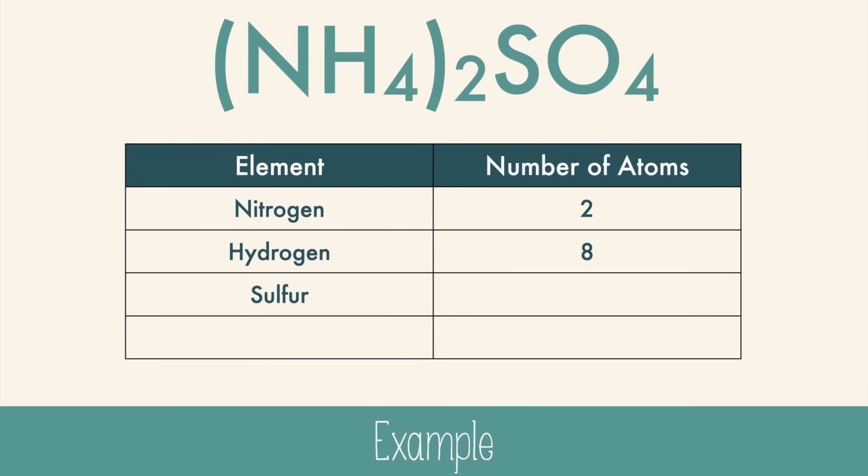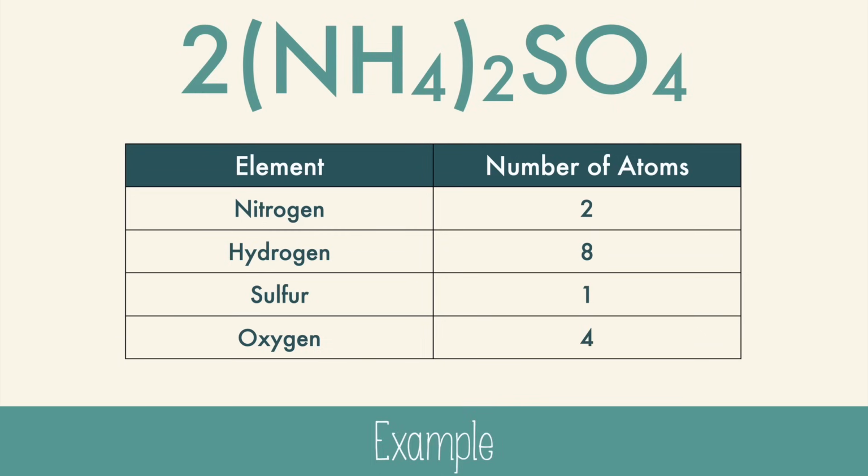The next element is sulfur, and it has no subscript and no parentheses, so there's just 1 atom. And lastly, oxygen has a subscript of 4, so there are 4 atoms. If you were looking at a chemical equation and there's a coefficient in front of the formula, everything would be multiplied by that number. So the 2 in front of ammonium sulfate here doubles the number of atoms we have, like this.